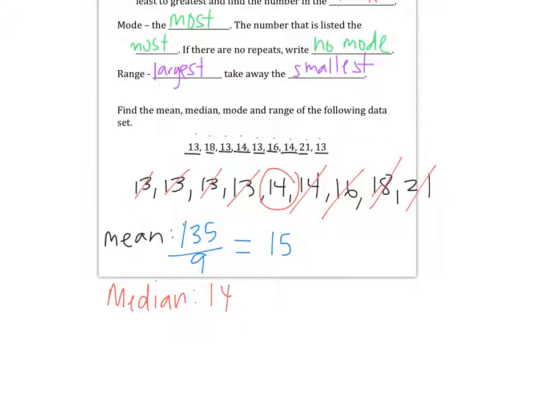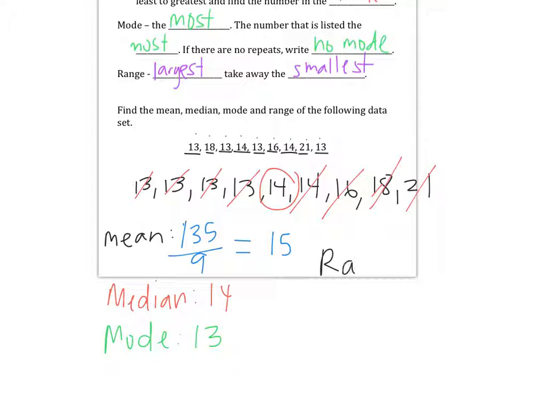Mode, the number that occurs most often. Well, as you can see, we see 13 listed 4 times. So, I did not mean to write most. I meant to write mode. So the mode is 13.